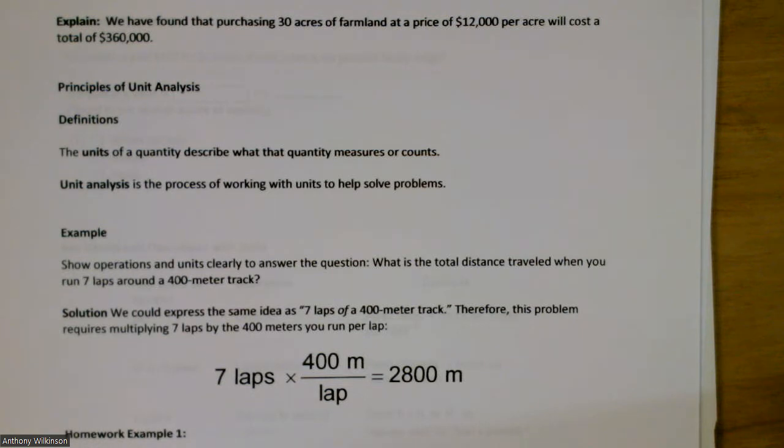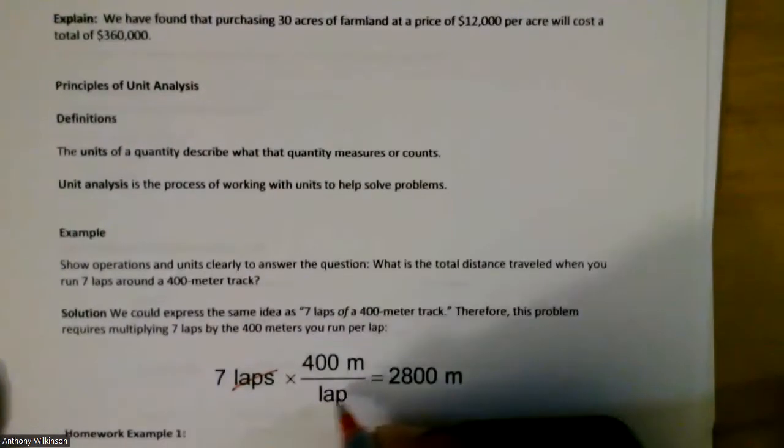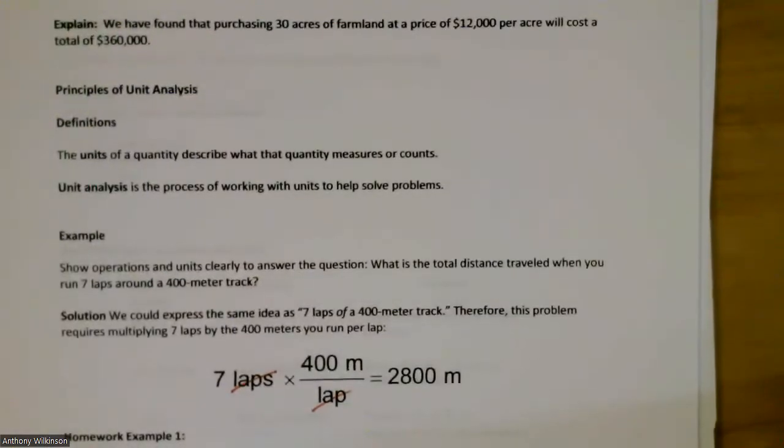So in this case here, we can express the same idea as 7 laps of a 400-meter track. Therefore, this problem represents multiplying 7 laps by the 400 meters you run per lap. And here's the setup: 7 laps, then we multiply that by 400 meters per 1 lap. Notice that 400 meters is in the numerator and the lap is in the denominator. That way, laps, which is this unit, divides out.